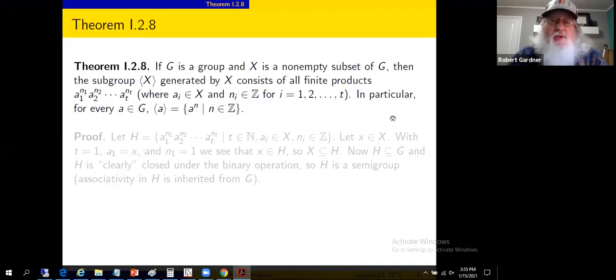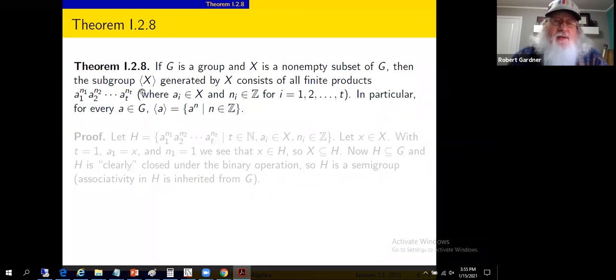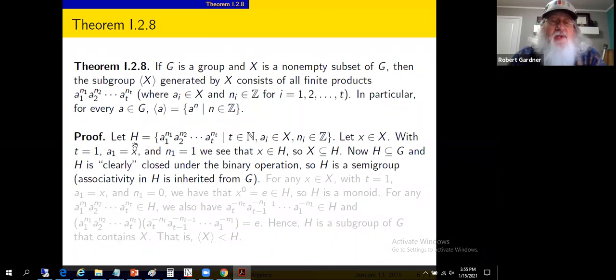Okay, so we're establishing that the group generated by the elements of set X are of this form. Well, first let H be the collection of all products of that form. This makes sense. Again, everything's happening in this big umbrella of group G, so we can take these elements of G and take products and powers as we wish. Now let x be an element of set X. We can conclude that X is a subset of H.